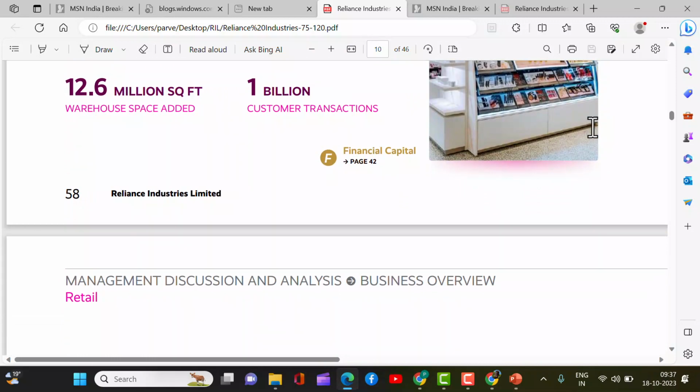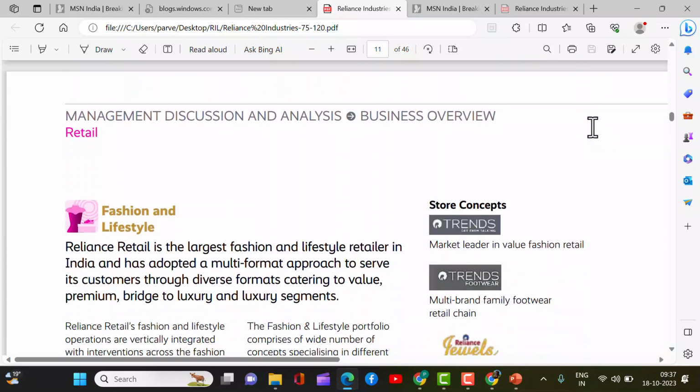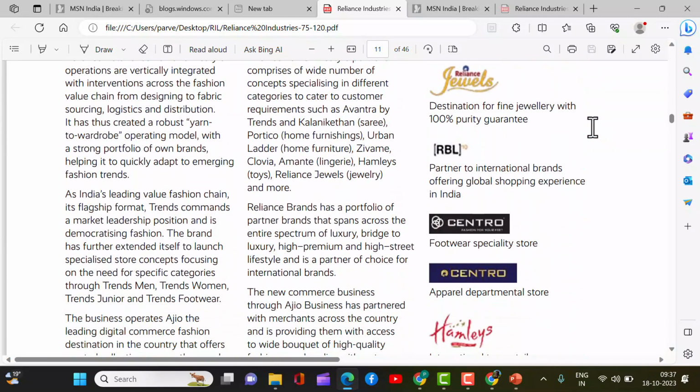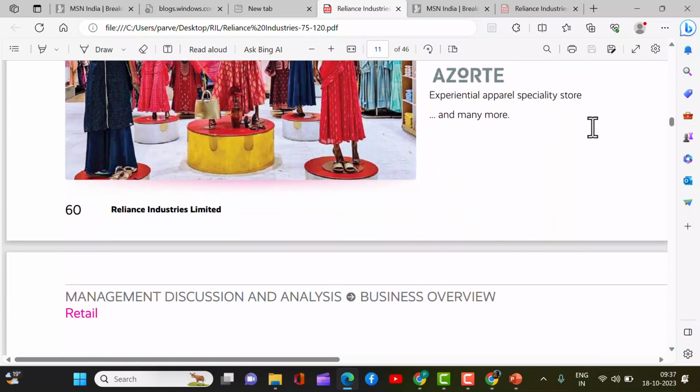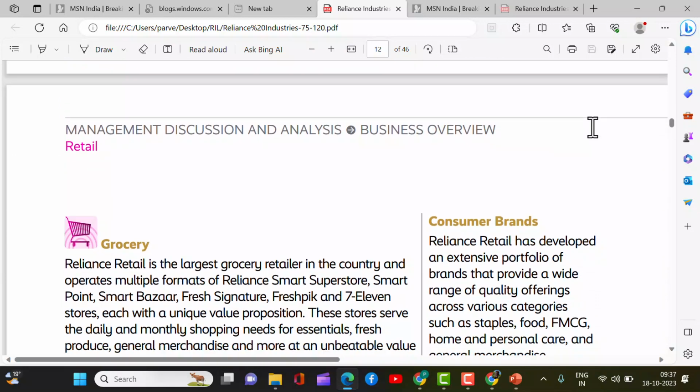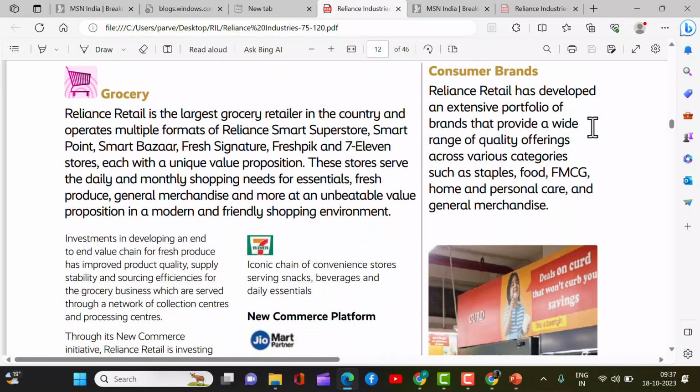1 billion customer transactions. So these are the tie-ups which they have done. The businesses are into jewelry, into apparel. Okay, and this is their grocery.